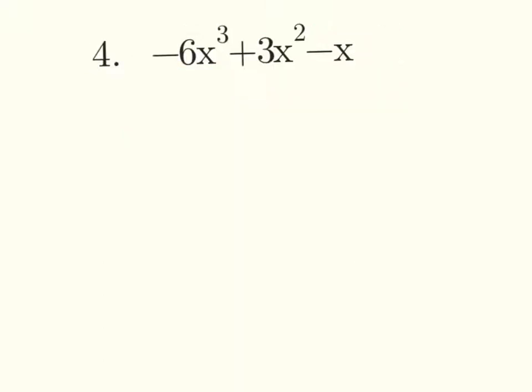Our last problem here. Negative 6x cubed plus 3x squared minus x. What number can I take out? It's not really a number I could take out, but I'm starting with a -6, so maybe I could take a negative number out. This is a 1. It looks like just a -1 can be taken out. Do you see how all three have an x? We want to take an x out with them.